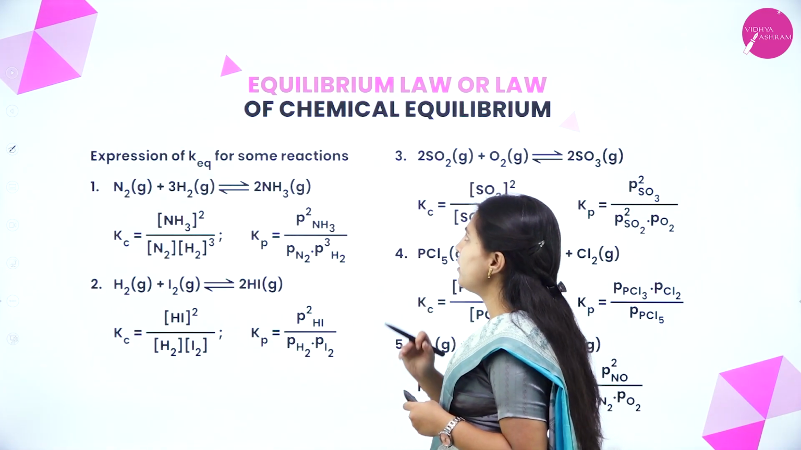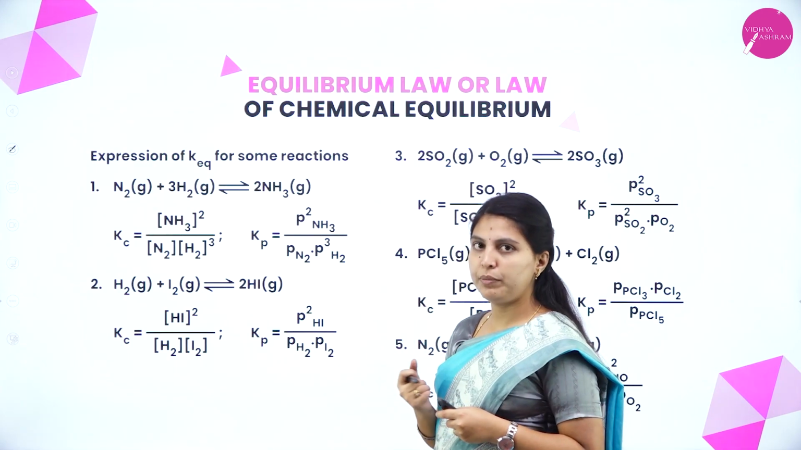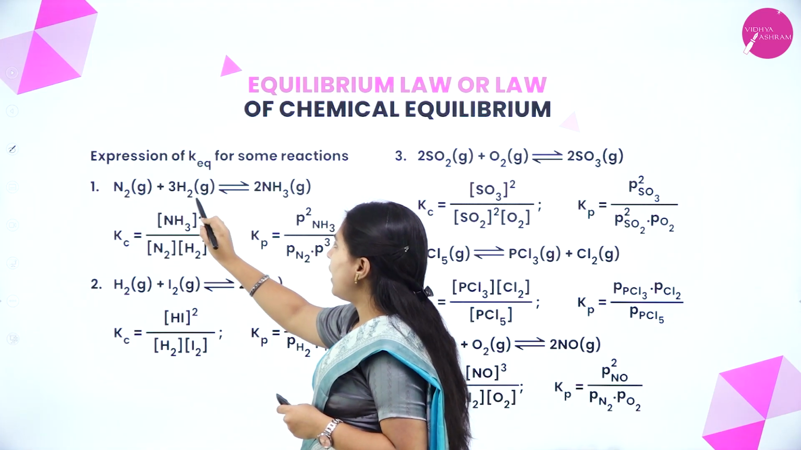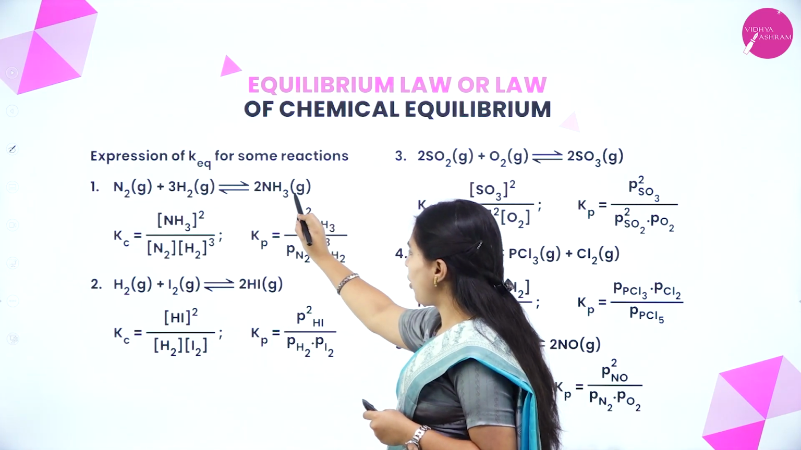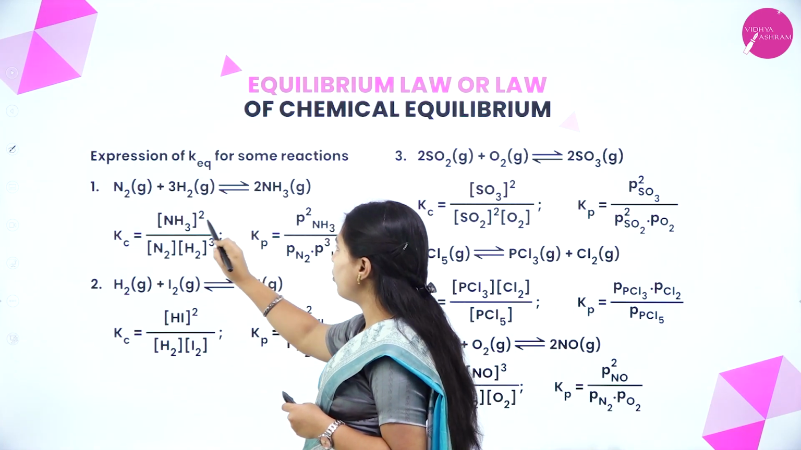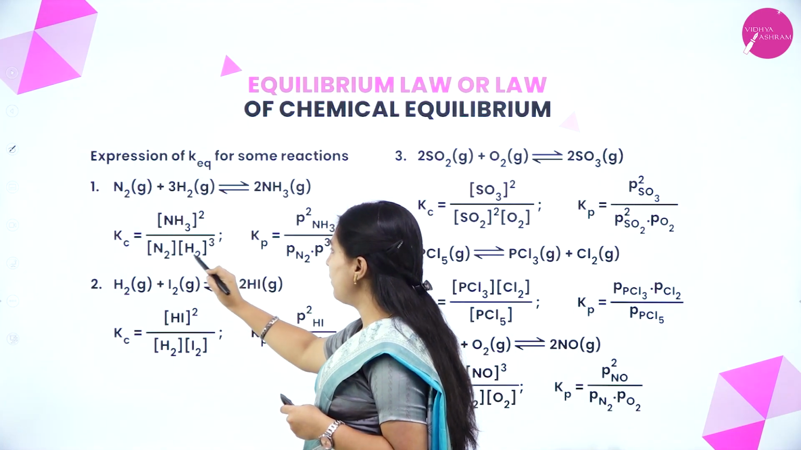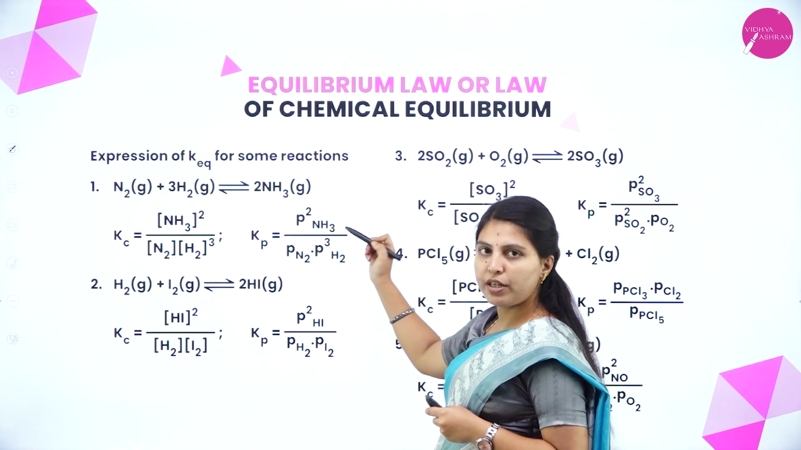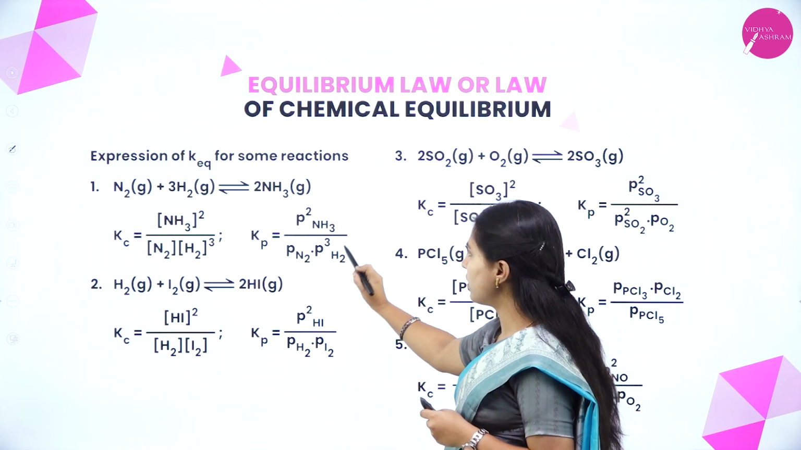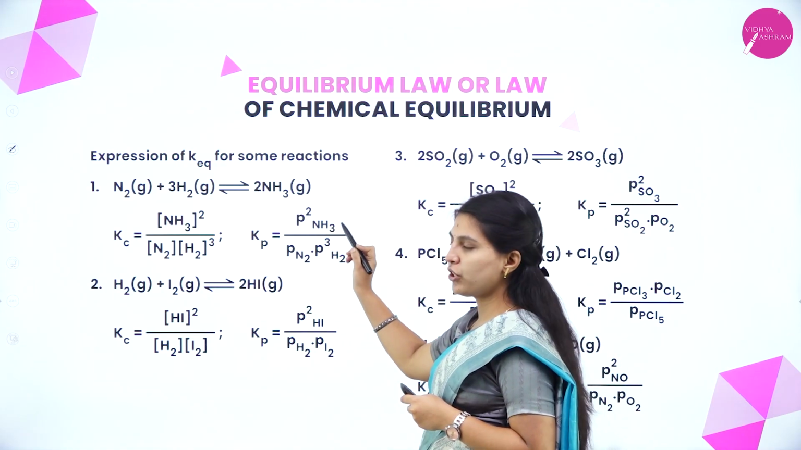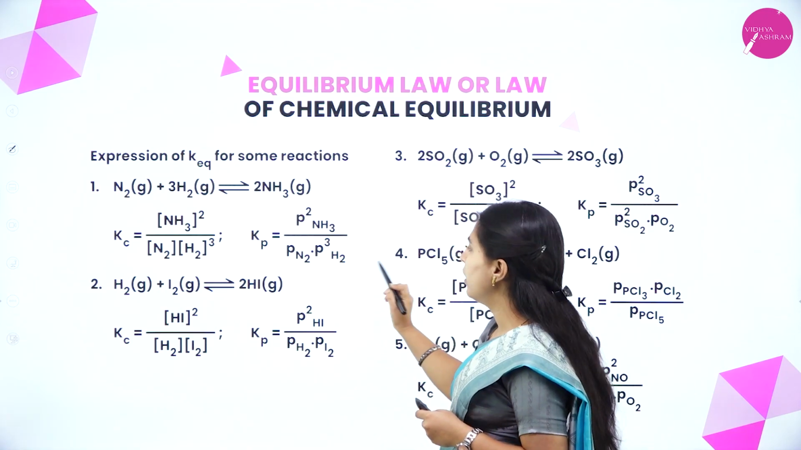See here, expressions of equilibrium constant for some reactions. This is nitrogen and hydrogen giving ammonia. This is the product, right? Molar concentration we are analyzing, so forward reaction by backward reaction. Here also, by partial pressure, forward reaction by backward: concentration of product by concentration of reactant. Here, partial pressure of product by partial pressure of reactant.